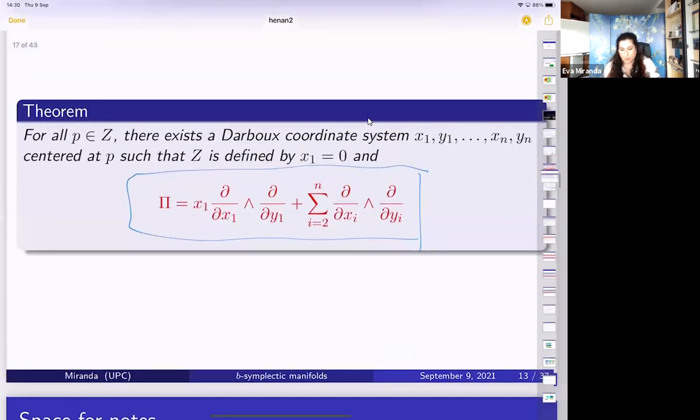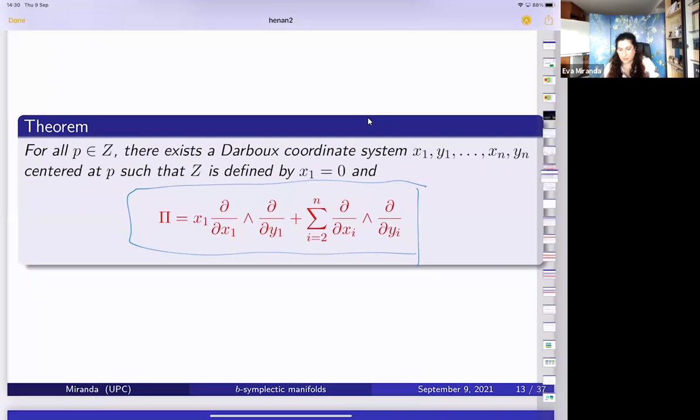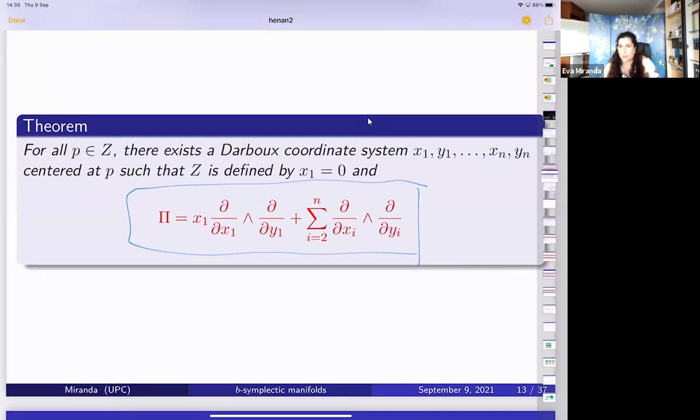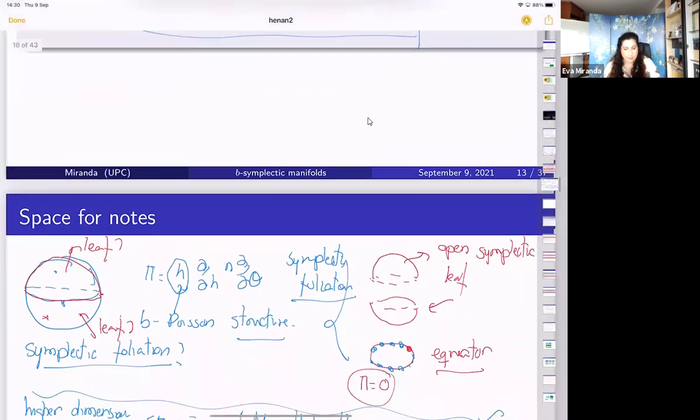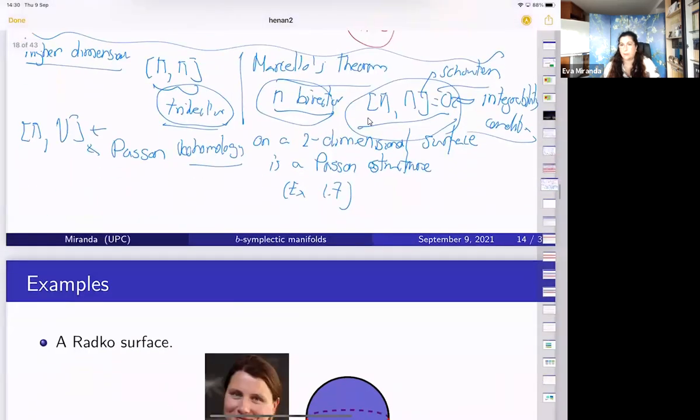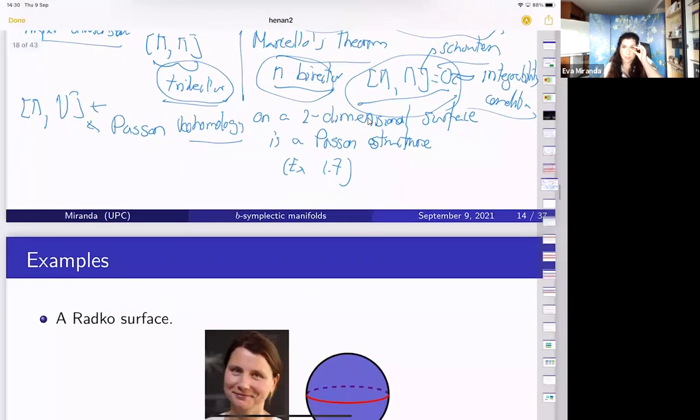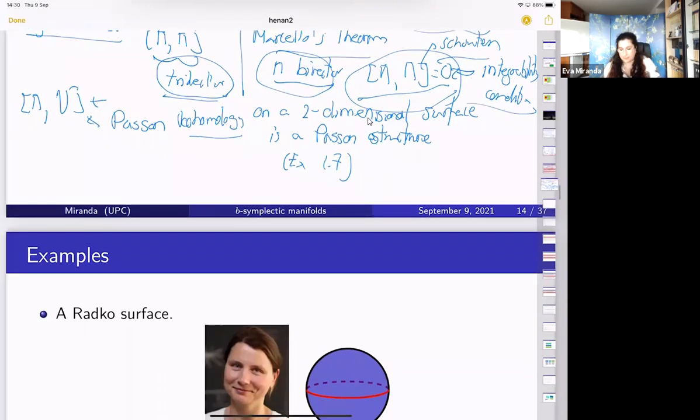So the message I want to convey is that we can do many things with these Poisson manifolds. We can even play football with them. One thing we can do is prove the Darboux theorem. The proof of the Darboux theorem was not scheduled for today, because I will use the path method, and this is scheduled for next week. Let me talk about examples.